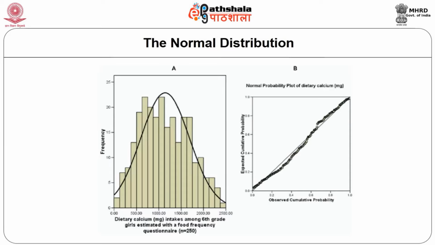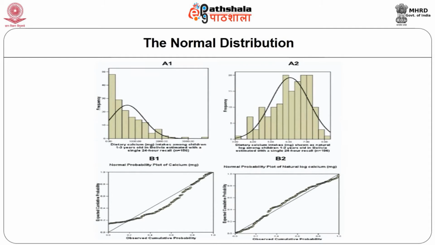If all the points in that curve adhere to the diagonal line, then we say it is perfectly normally distributed. But here somewhere it is deviating, so it is not a perfect normal curve, but we can say that it is closely a normal distribution.